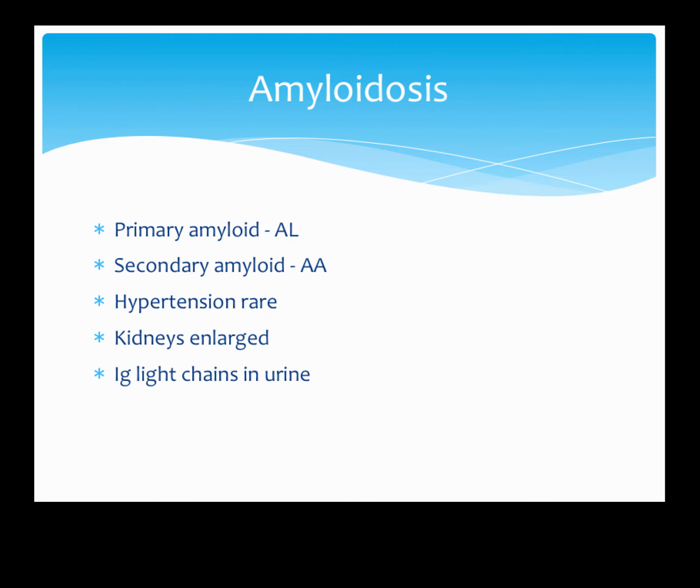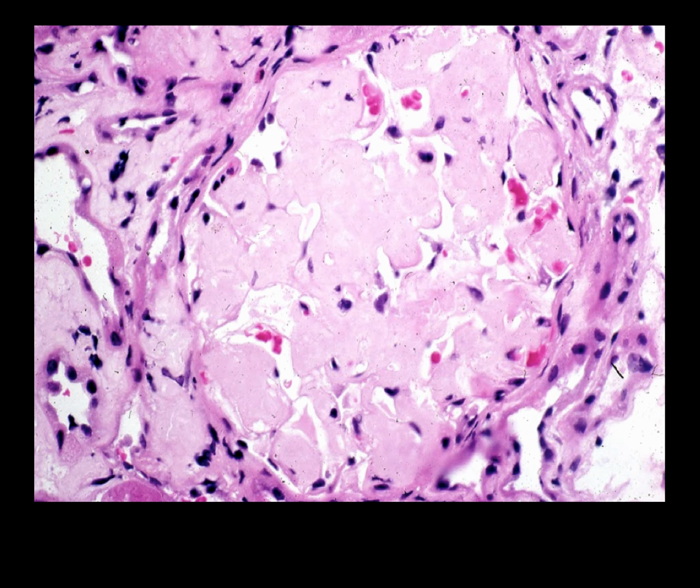Patients with amyloidosis usually are not hypertensive, but they have very enlarged kidneys, and if it's primary amyloid, the light chain abnormality, usually lambda, can be detected in the urine. So this is a picture of a glomerulus from a patient with amyloidosis, and it shows replacement essentially of the entire glomerulus by the abnormal protein, which produces a very, very characteristic light eosinophilic appearance to the glomerular tuft.